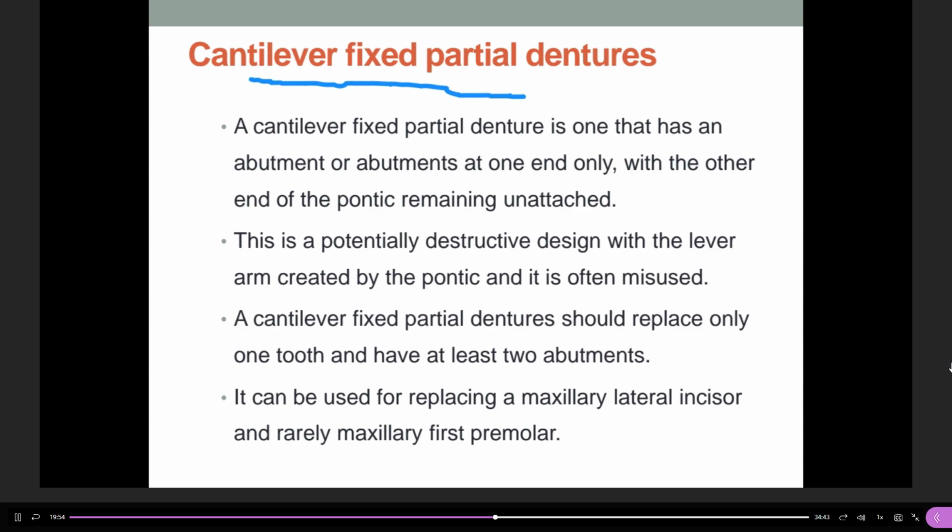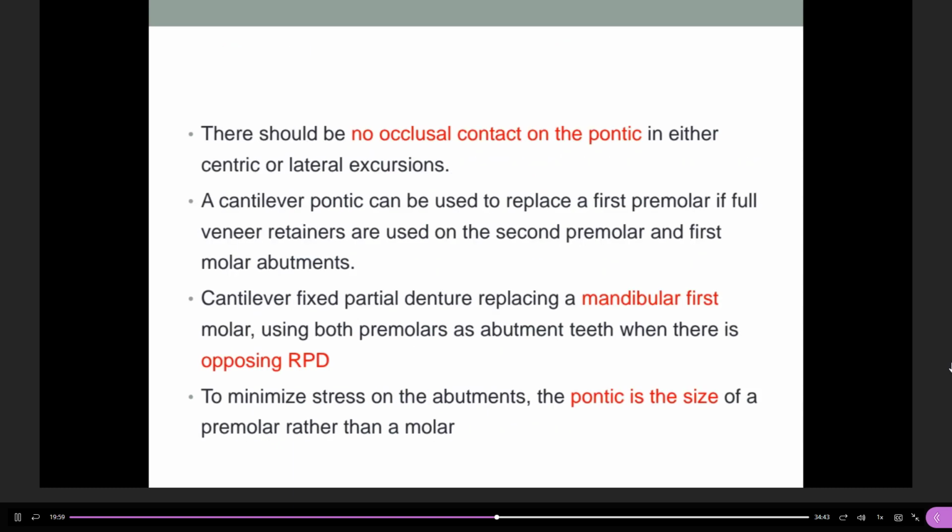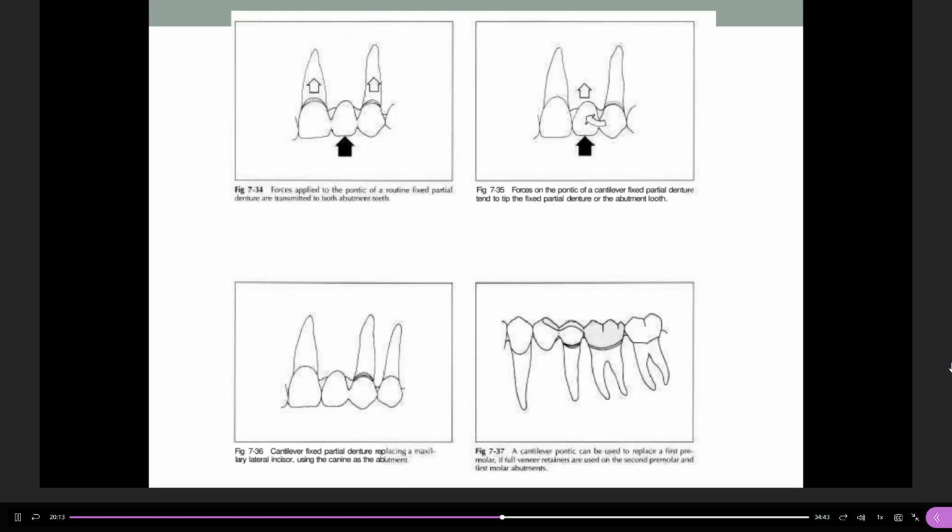So where is it given? Generally for replacement of a maxillary lateral incisor or a maxillary first premolar. What criteria should you keep in mind? There should be no occlusal contact on the pontic, and generally the pontic size is smaller compared to the original missing tooth. So clinically these are the situations which you can see. This is a conventional fixed prosthesis. This is a cantilever only supported from the canine. So it is given generally for the upper lateral only in very minimal situations where the bite or the occlusion is not too strong.